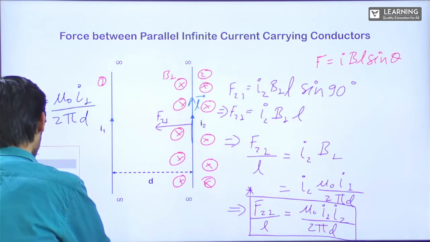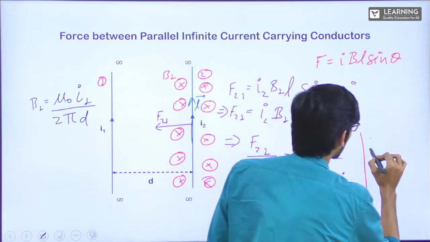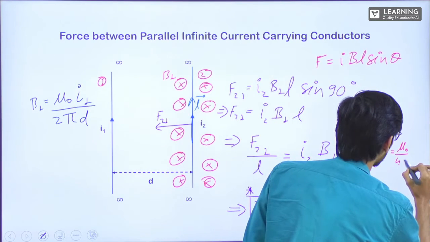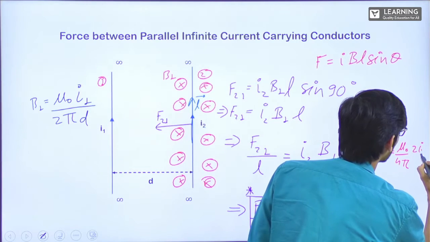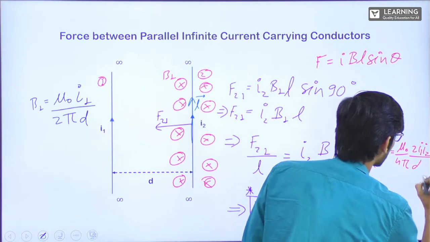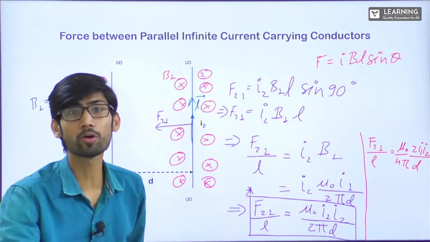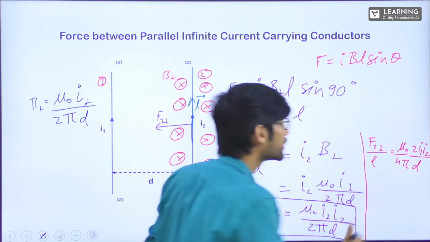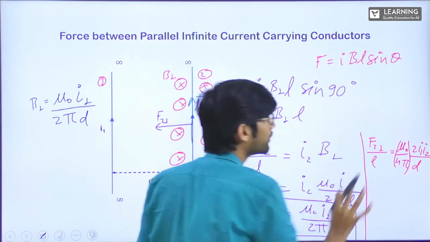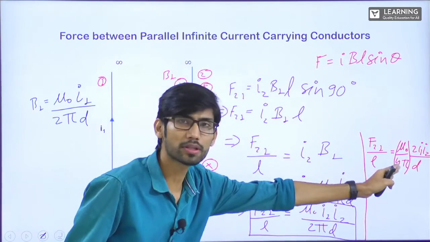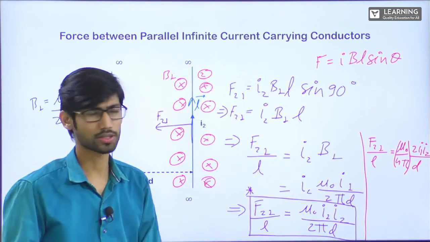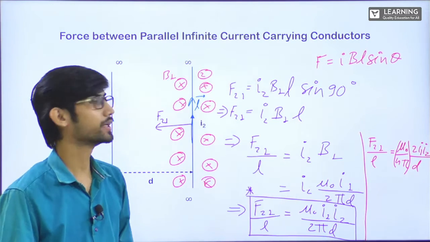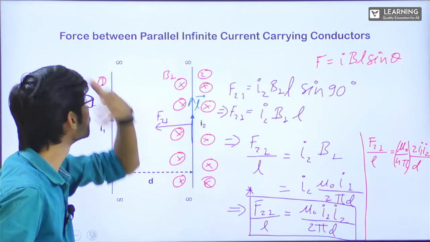Some people learn the same formula like this. F21 per unit length is equal to mu naught upon 4 pi into 2 I1 I2 by d. Clear? Why? Because mu naught by 4 pi, they remember this complete as a constant. So then they'll remember 2 I1 I2 by d. So either you can remember this way or you can remember this way. Both are same only. I would recommend this, it is easy: mu naught I1 I2 upon 2 pi d. Clear?